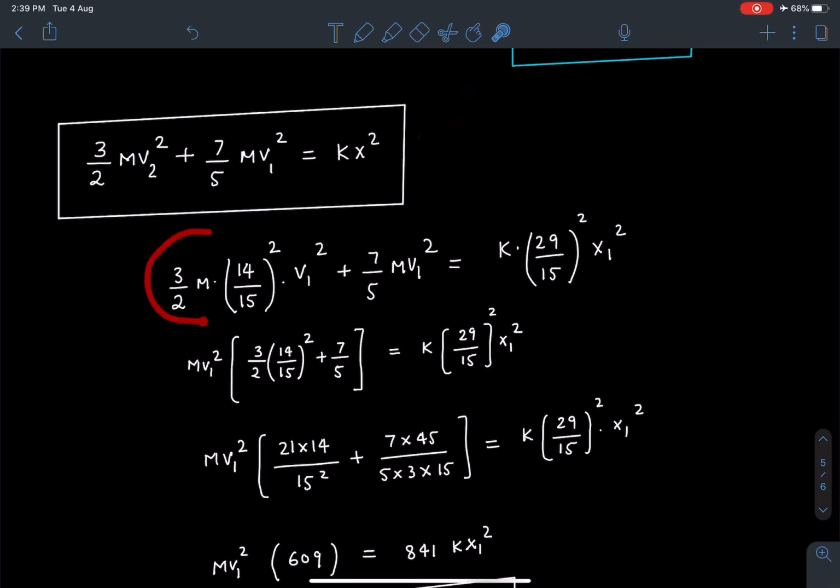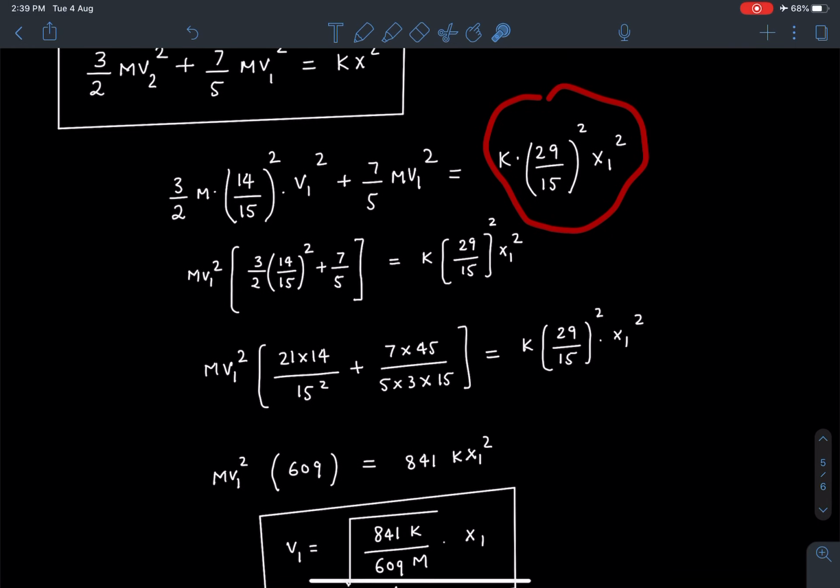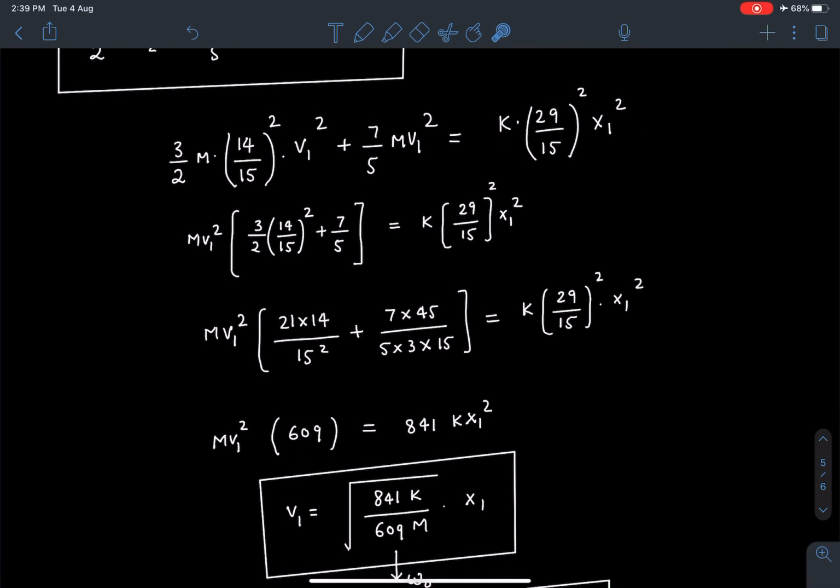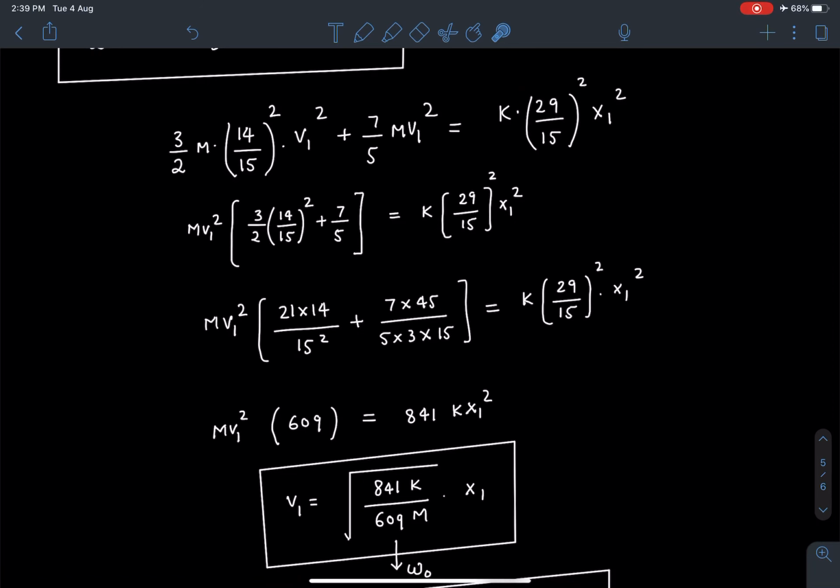When I do this, these big terms will come. You can have a look at this calculation part here. If you want, you can take a screenshot of it. I'm not going to explain this maths part. When I simplify, finally I'm going to get v1 is equal to root of 841 by 609 root of k by m times x1. So here I can compare this result with v max is equal to omega a1. So this is going to be the angular frequency of SHM.